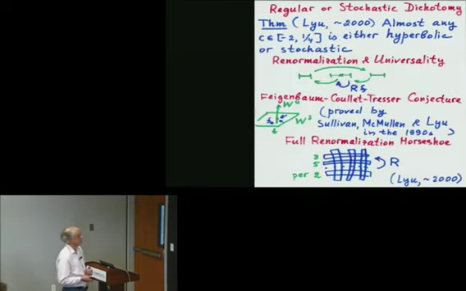Okay, so let me step back a little bit, so let me go back to this theorem. A very big part of this theorem is the justification of the renormalization conjecture, which was put forward in the 70s by Feigenbaum, Coullet, and Tresser. And it was proved in the 90s by Dennis Sullivan, McMullen, and myself.